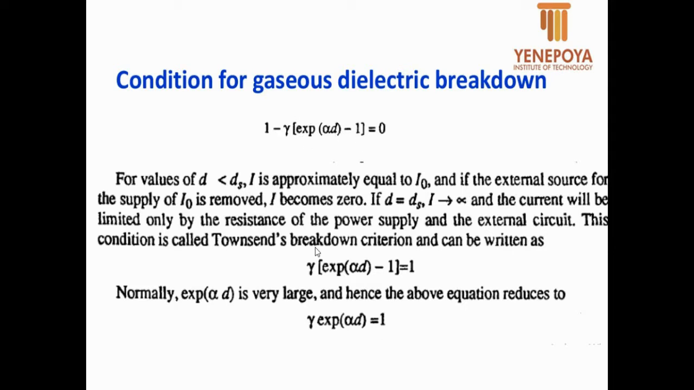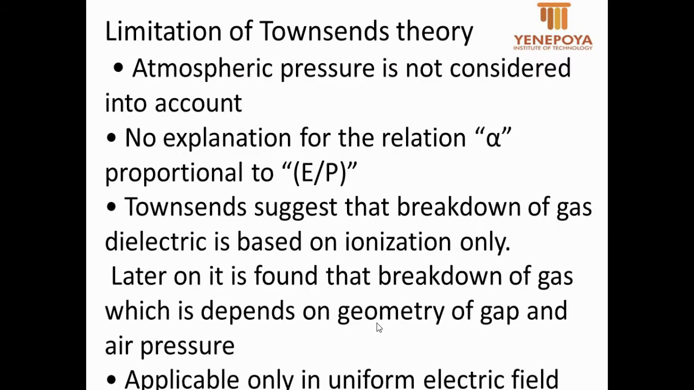Gamma into exponential alpha D minus 1 equals 1. Normally this exponential alpha D is very large, and hence the above equation reduces to this: the 1 is negligible. So gamma into exponential alpha D equals 1.